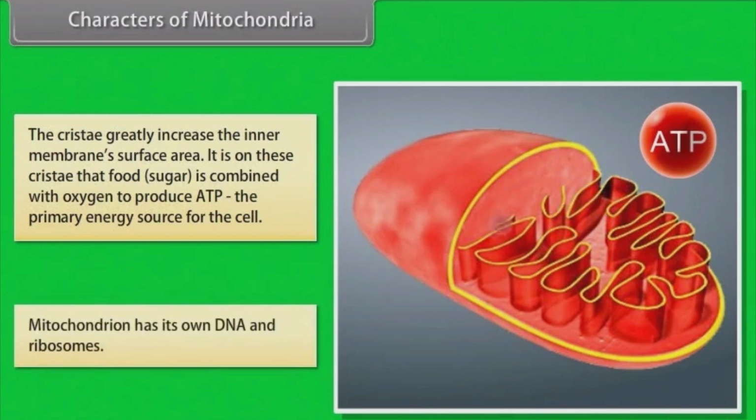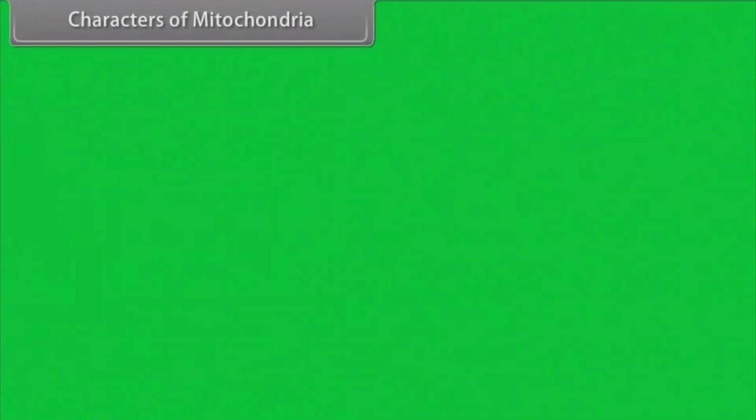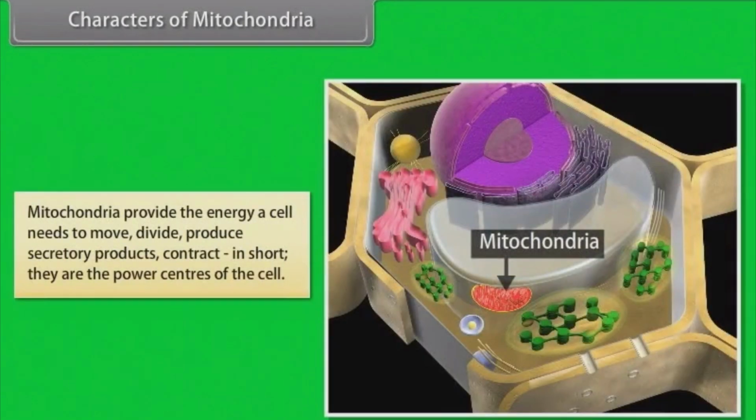Mitochondria have their own DNA and ribosomes. Mitochondria provide the energy a cell needs to move, divide, produce secretory products, and contract. In short, they are the power centers of the cell.